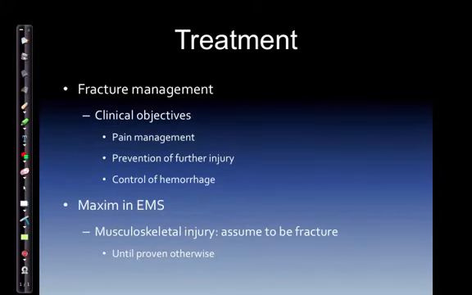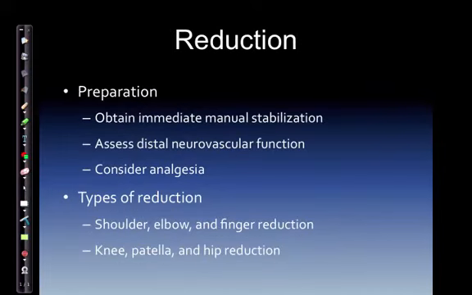On treatment, fracture management clinical objectives are going to be pain management, prevent further injury, and the control of hemorrhage. In EMS, we essentially consider musculoskeletal injuries to be fractures until proven otherwise. This is various types of reductions. Look over them in your book. Preparation: obtain immediate manual stabilization, assess for distal neurovascular function, and consider analgesia.